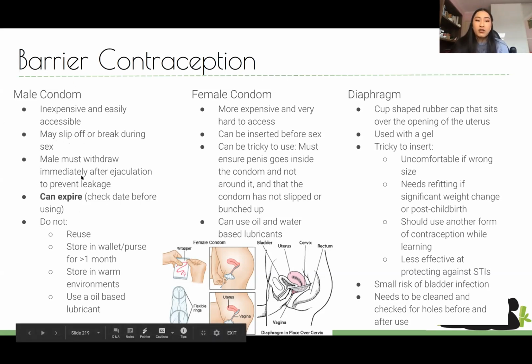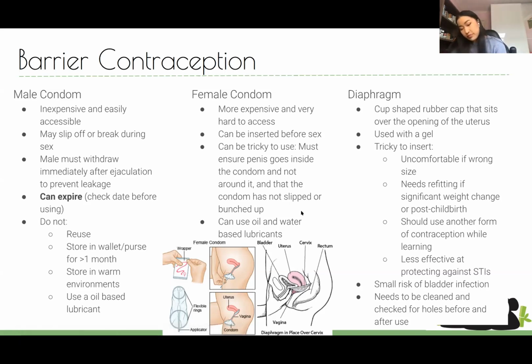The flip side of male condom is female condom, but it is less effective, it is more expensive, it is less accessible. Male condoms you can buy pretty much anywhere, right? Female condoms, you really have to go to a pharmacy or a family planning clinic. The other thing is they can be inserted before sex, which may be a pro or a con, I don't know, but they can be very tricky to use.